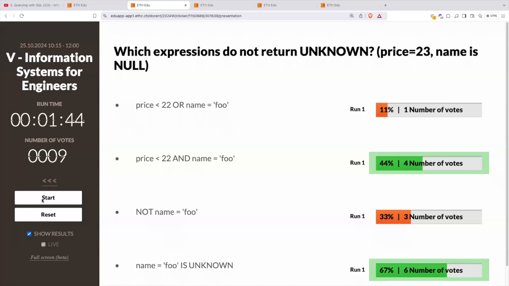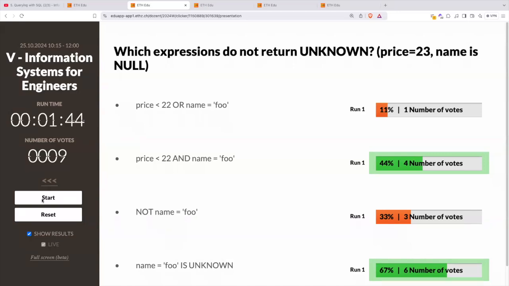Not name equals foo. Why is it unknown? Exactly. Name is null, so for name equals foo, we don't know if it's foo or not because it's null. There's nothing in there, so we don't know. And if we don't know if name equals foo, then we also don't know if it's not the case that name is equal to foo, right? So if we don't know if it's true, we also don't know if it's false. So not name equals foo is unknown.